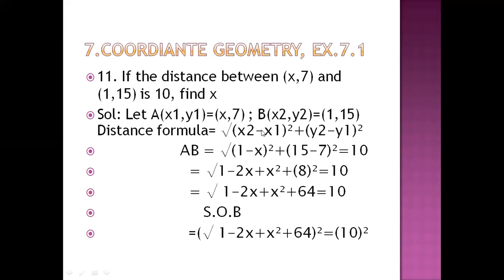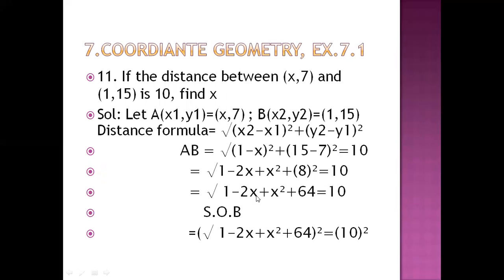Distance formula: root over (x2 minus x1) whole square plus (y2 minus y1) whole square. So AB is equal to root over (1 minus x) whole square plus (15 minus 7) whole square, and its value is given as 10, so write equal to 10. Now expand (1 minus x) whole square using the identity (a minus b) whole square. So it's 1 square, that is 1, minus 2 into 1 into x, that is minus 2x, plus b square, that is x square, plus 15 minus 7 is 8, that is 8 square.